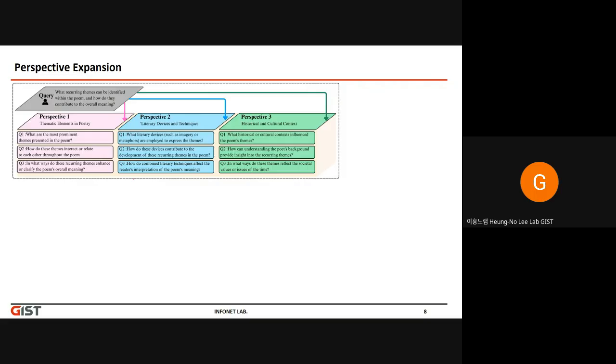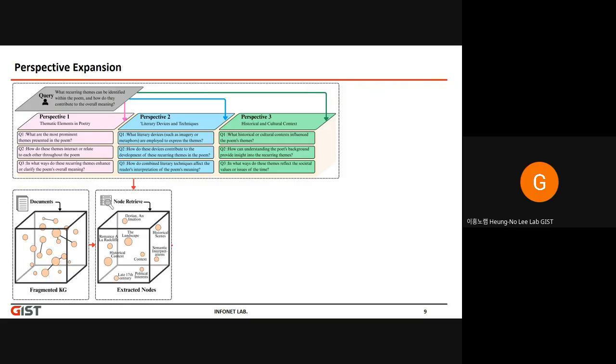Concretely, we use an LLM to break the original query into M distinct perspectives. Then for each perspective, we generate n sub-queries using chain-of-thought prompting with in-context examples. The prompts are in the appendix, if you want to see them. This makes the search intent more explicit and helps retrieve more targeted evidence.